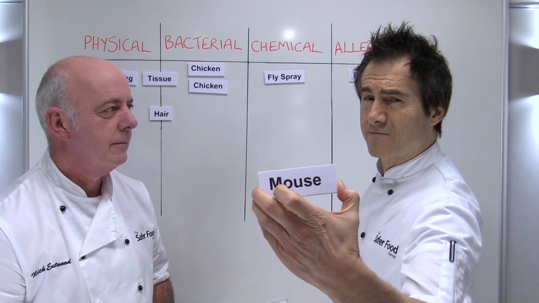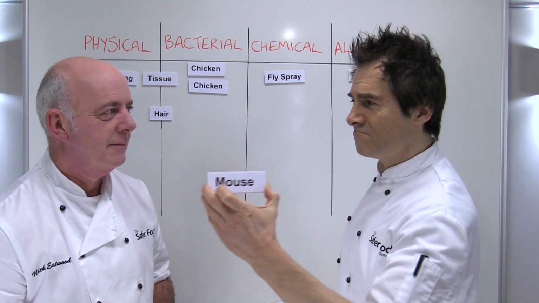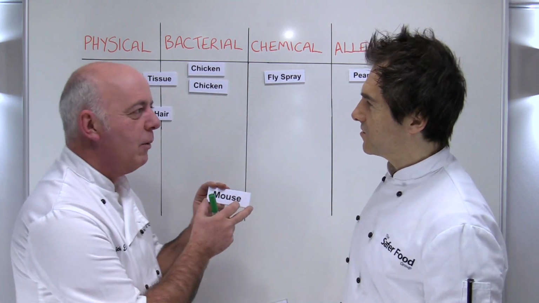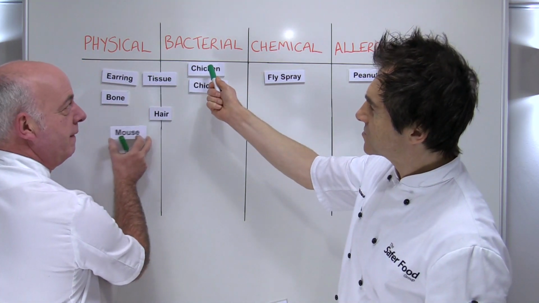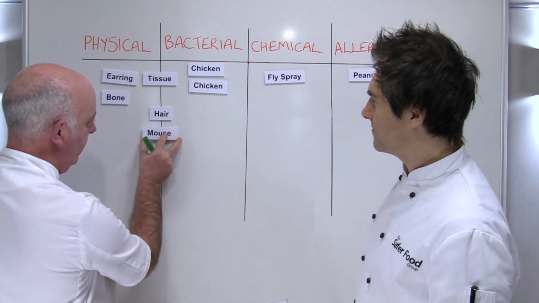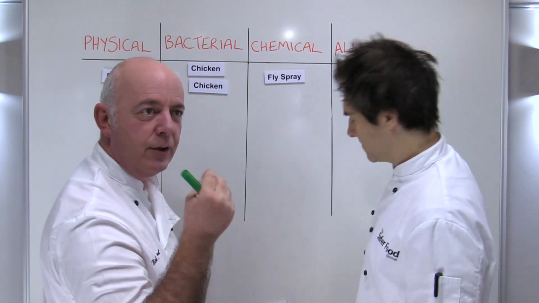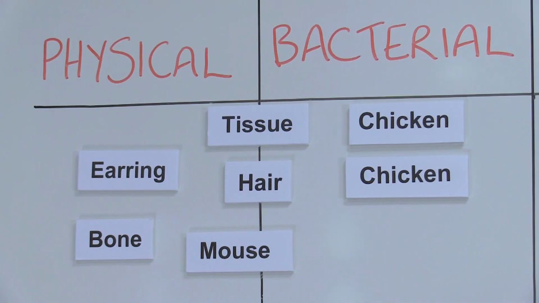Next one up, mouse. What do you reckon about a mouse? Where are we going to put this? Pretty much over here, don't you think? But they also harbour bacteria, don't they, Nick? Yeah. So in the middle. Okay, think of mouse hairs, think of mouse droppings, physical, think of the issues from bacterial as well, so it does sit across the board, doesn't it?